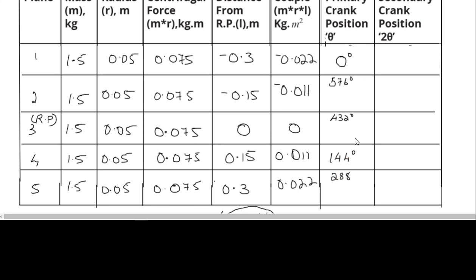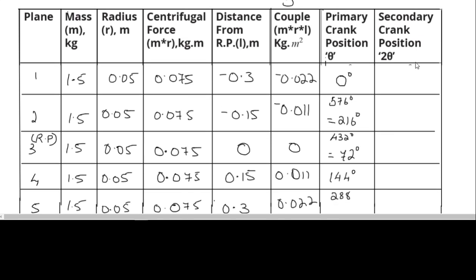We cannot mark an angle beyond 360 in a circular diagram or a 2D diagram. So instead of 576, when we draw it, we have to take only 576 minus 360, which is equal to 216 degrees. Similarly, 432 may be taken as 432 minus 360, which is equal to 72 degrees. Okay, now we have the primary crank positions, and we know the secondary crank position will be at 2 theta. So 0 will be 0, and we should not take double of this 216.